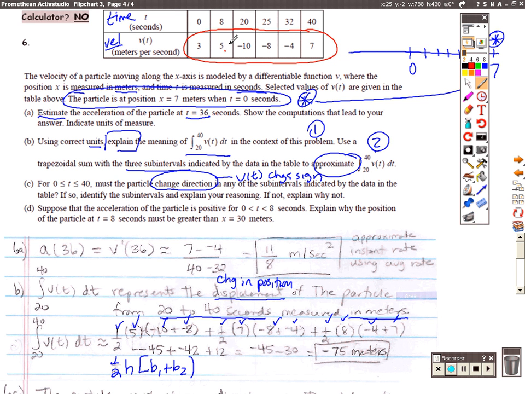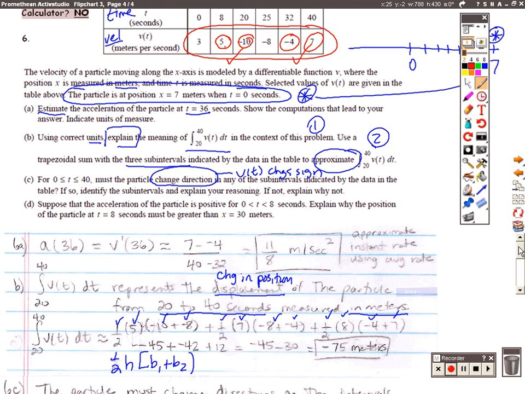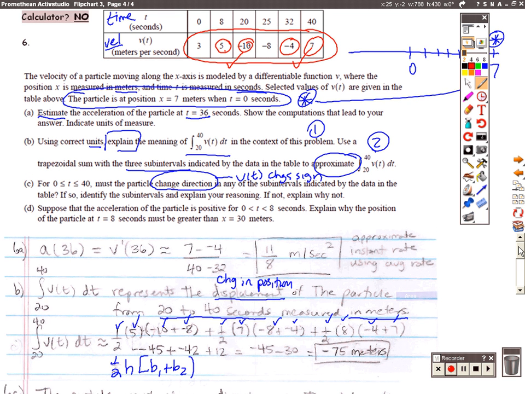But to go from positive 5 to negative 10, there had to be a sign change. To go from negative 10 to negative 8, again, there could have been a sign change, but there doesn't have to be. Same thing with negative 4. But to go from negative 4 to positive 7, there has to be a sign change. So the question is, must the particle change directions? Yes, the particle must change directions.